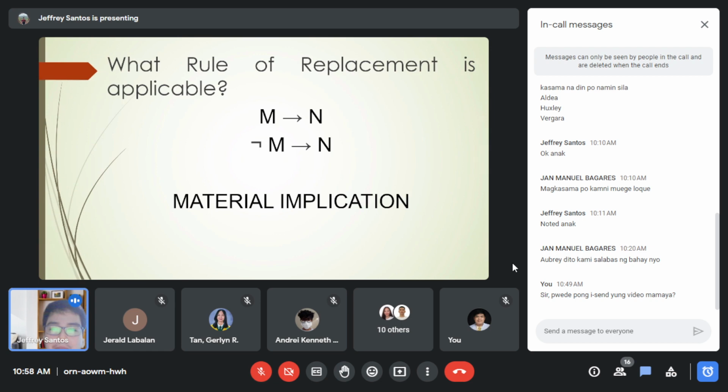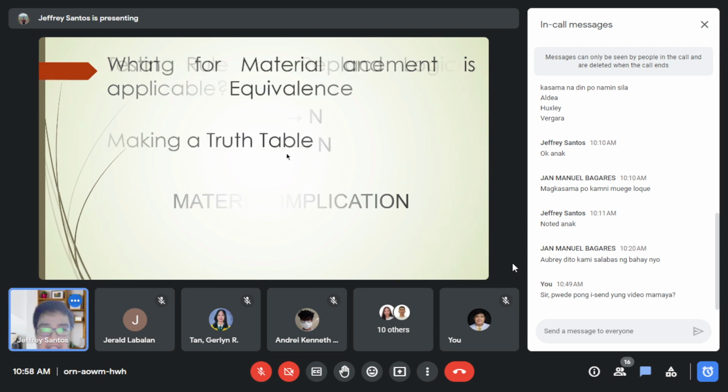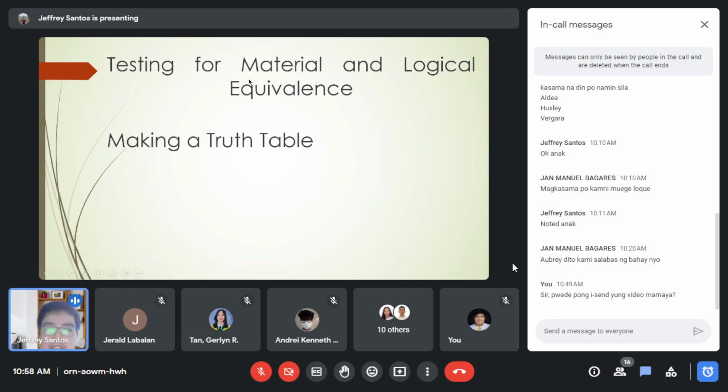Tingnan niyo yung rule. So, ang hint ko dito, mga anak, minsan nababago ang rules of replacement, depende na rin sa given. Pero yung pattern naman, halos the same din. Pag-aralan niyo mabuti itong part na to, ha? So, this is around 7 to 8 items din. And finally, yan. So, last part natin is testing for material and logical equivalence. I have there 3 items.